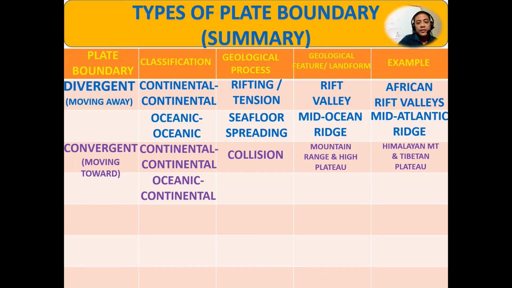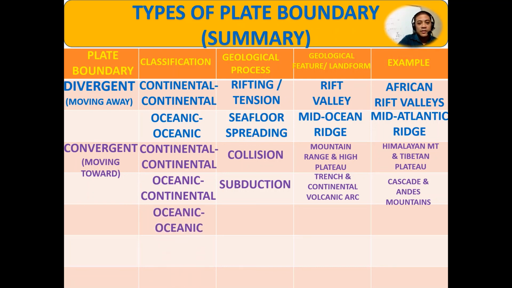The second type of convergent is the convergence between oceanic and continental plates. The process involved is subduction. Its landforms are trench and continental volcanic arc. Examples are Cascade and Andes Mountains.